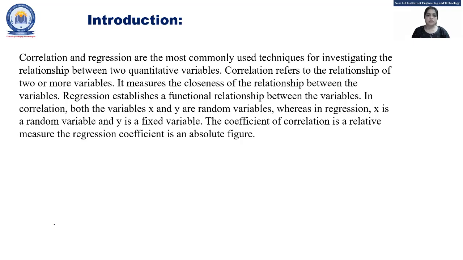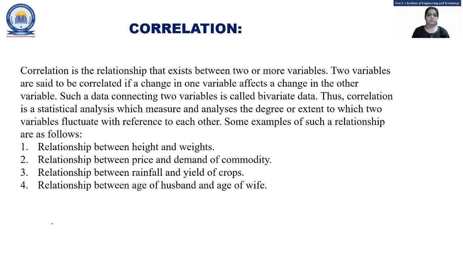So in correlation, both the variables x and y are random variables, whereas in regression, x is a random variable and y is a fixed variable. The coefficient of correlation is a relative measure. The regression coefficient is an absolute figure. So first, we'll start with the correlation.